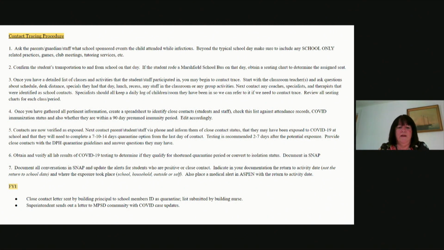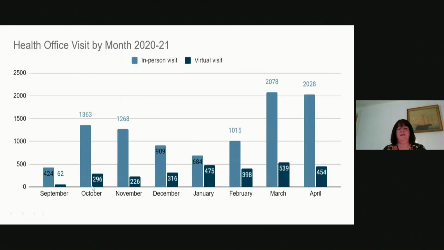And then I interface with our building principals, and they send out a close contact letter to whoever was identified as a close contact. And within that letter is also a link to the Department of Public Health isolation and quarantine guidelines. So parents actually get it twice. And then the superintendent follows up with a letter to the Marshfield community with COVID case updates. So that's that process.